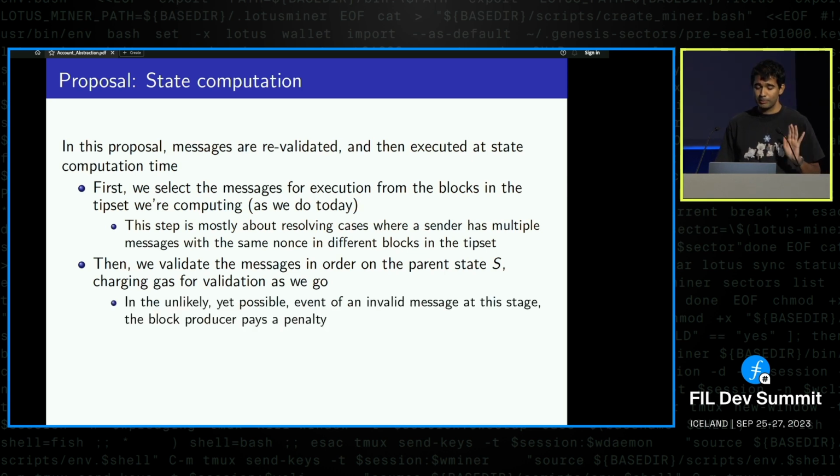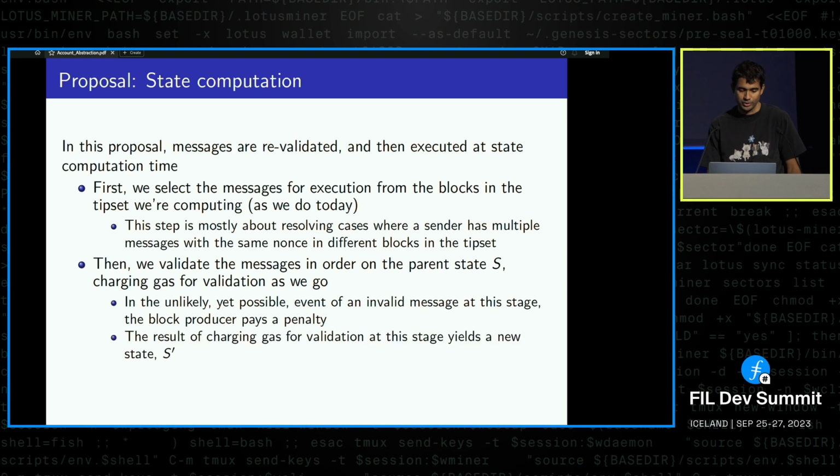In the unlikely but possible event of an invalid message at this stage, the block producer pays a penalty. If a message was invalid when you evaluated the block by itself, you just throw out the block entirely. If a message is invalid when you're actually executing state, then the miner pays a penalty. And again, this is analogous to what we do today.